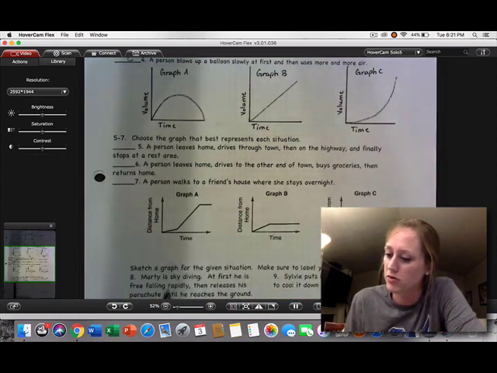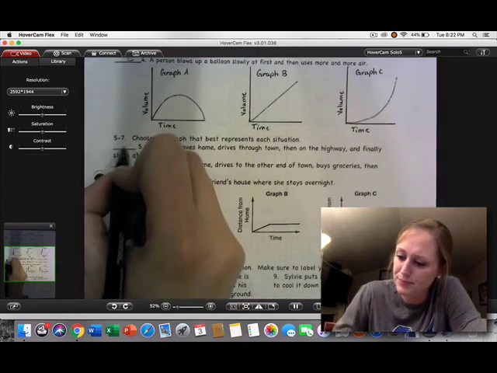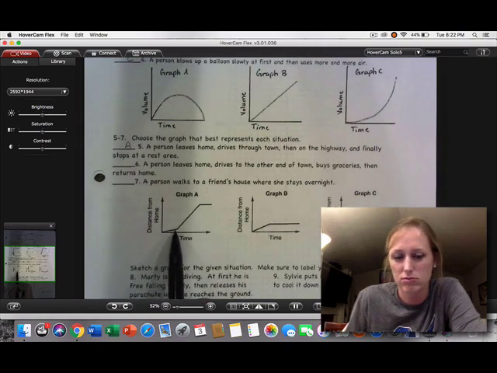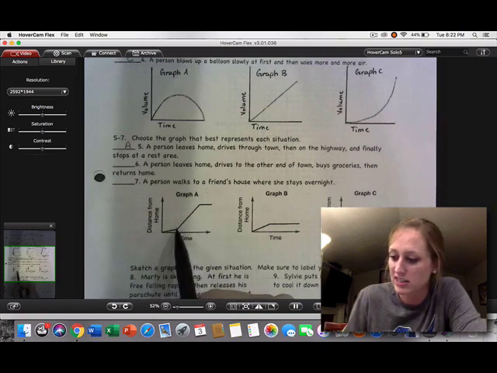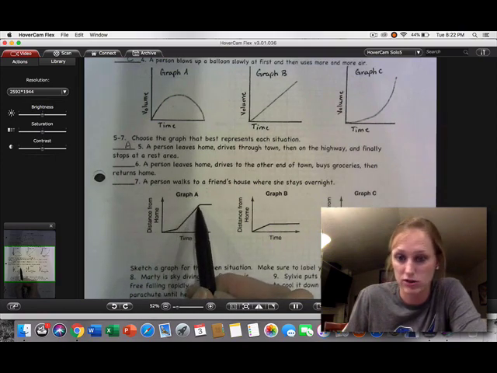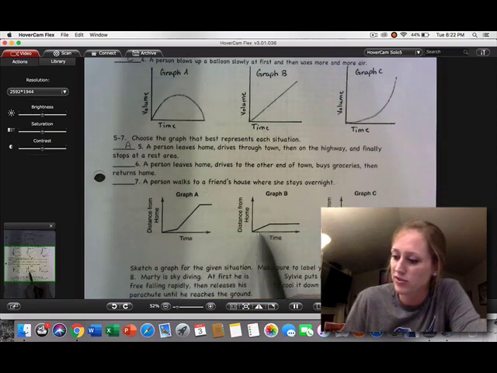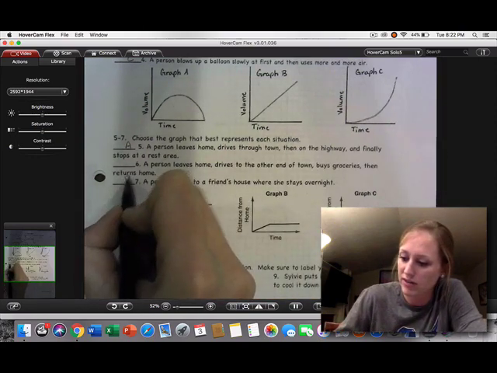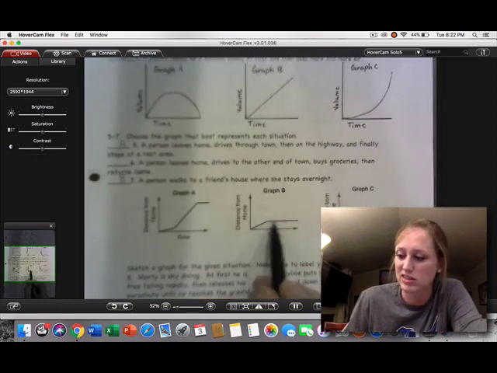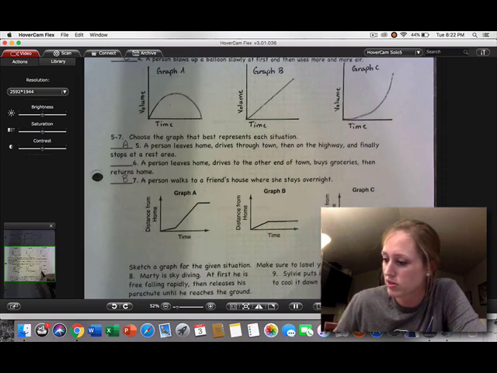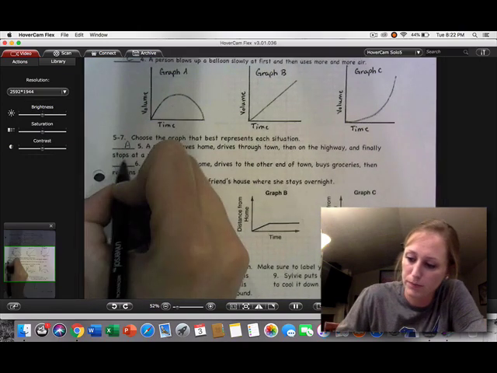All right, so 5 is going to go with A. So they're getting further and further away from home through town, so it's a little less steep. Then it gets steeper because they're getting further away faster when they're on the highway, and then they're stopped at that rest area. B is going to go with the person who stays overnight at a friend's house because they go away from home and then they stay at that house. So that distance away from home stays the same. This is the person going to the store, goes to the store, is at the store, and then returns home.